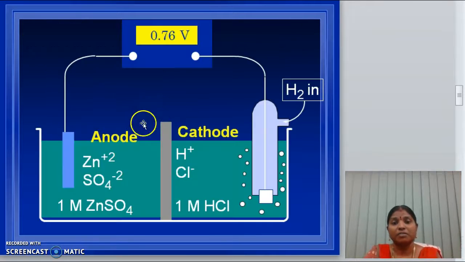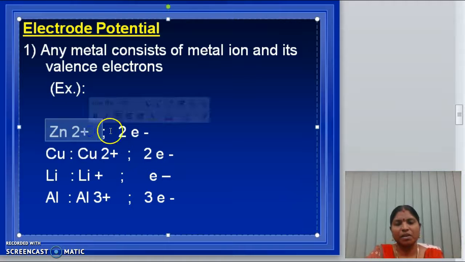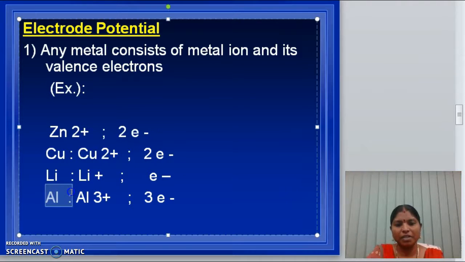Now electrode potential. We have told that potential is developed at each electrode. So now we are going to see how the potential is developed at each electrode. The first point we are going to discuss is that any metal consists of metal ions and its valence electrons. For example, zinc consists of zinc metal ion and its valence electrons, 2 electrons. Aluminium consists of aluminium metal ion Al3+ and its valence electrons, 3 electrons.